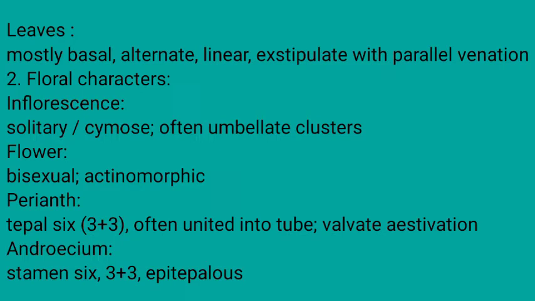Coming to androecium, the male reproductive part of the flower, units of stamens. Stamens are 6 in number in Liliaceae family. These 6 stamens are arranged in two whorls, 3 plus 3 arrangement. And the stamens show epitepalous condition, which means stamens are fused with tepals of the perianth or flower. This condition is called epitepalous condition, which is a significant feature of Liliaceae family plants.